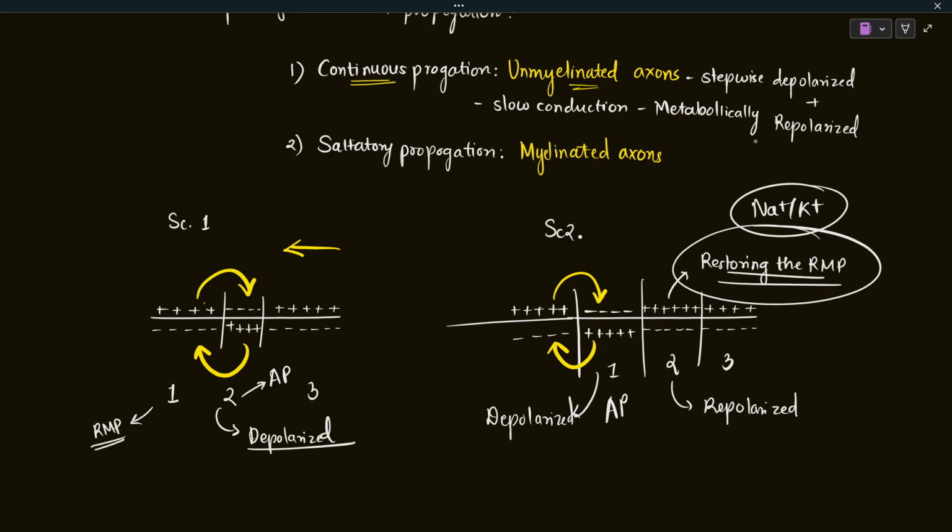You will need a lot of ATP, because the length of the axons is quite long, right? Over the overall length, you have to activate the sodium potassium ATPase pump, and that is why it will be metabolically expensive compared to saltatory propagation. In saltatory propagation, the electrical signals are going to jump across the myelin sheath.